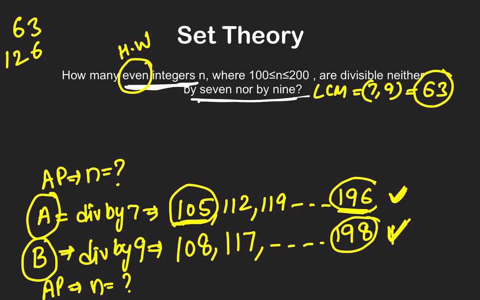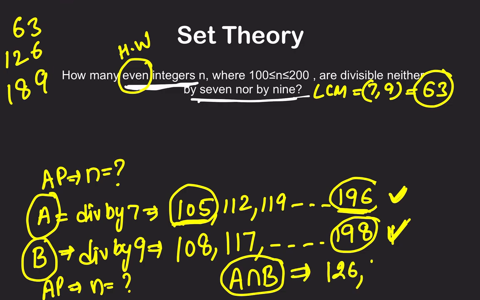I hope it is clear. 63, 126, 189: 189 is the third number which is common to both 7 and 9. So between 100 and 200, the common numbers between A and B, A intersection B, will be two numbers. Those are 126 and 189. So you will get two numbers which are common to A and B.